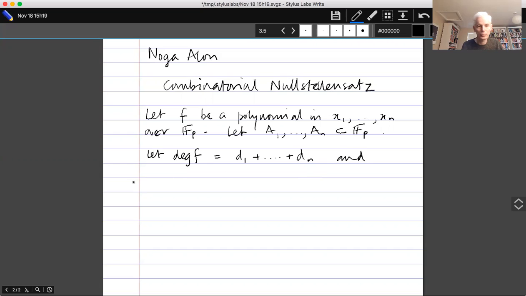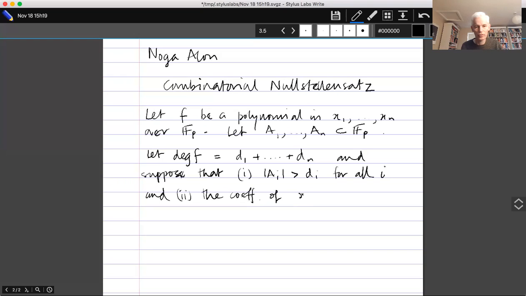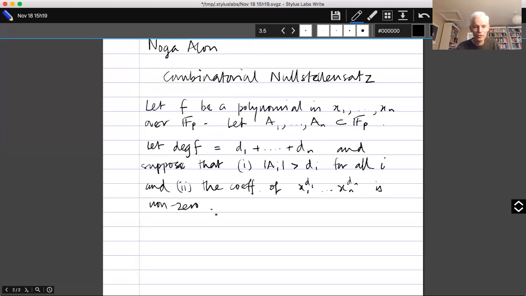And suppose the following two assumptions. One, the size of Ai is at least as big as di for all i. And two, the coefficient of x1 to the d1 up to xn to the dn is non-zero. There's a non-trivial coefficient of x1 to the d1 up to xn to the dn.